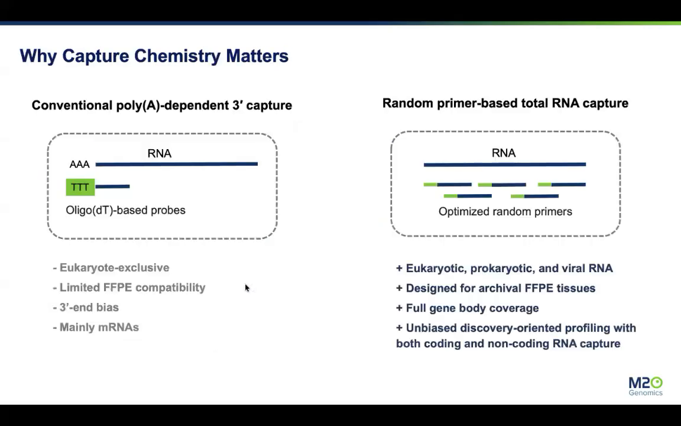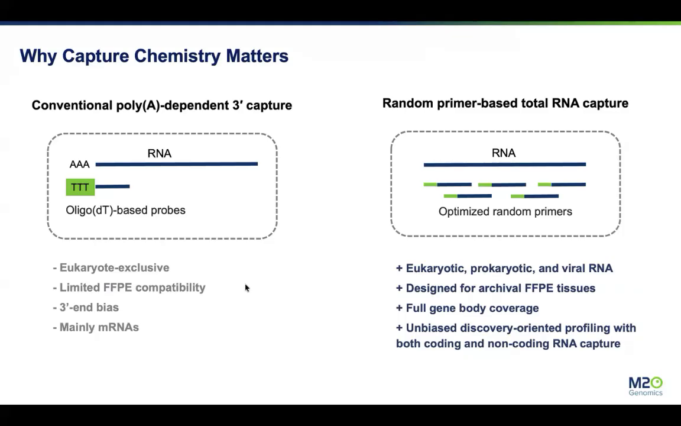So what we can discover with spatial transcriptomics is ultimately influenced by the capture chemistry. Many conventional spatial platforms rely on poly-A-dependent 3' capture. This works well for intact eukaryotic mRNAs, but it also comes with some limitations. For example, it's not well suited for capturing bacterial transcripts. It mainly provides information from the 3' end rather than across the full transcript body. It also has limited ability to detect many non-coding RNAs, and its performance can be affected when working with fragmented RNA, such as that in FFPE tissue.